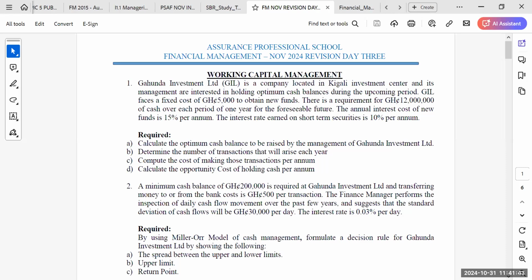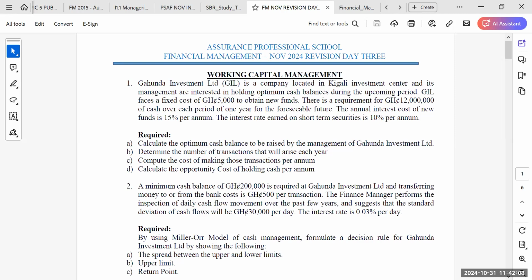You are obtaining the funds at 15% and you are earning interest of 10% on the short-term securities. What will be the difference? 5%. That is the 5%, unless you are not giving any other rate. The questions that we have solved are all for one particular rate, the rate of obtaining the funds or the rate of investing that particular funds.